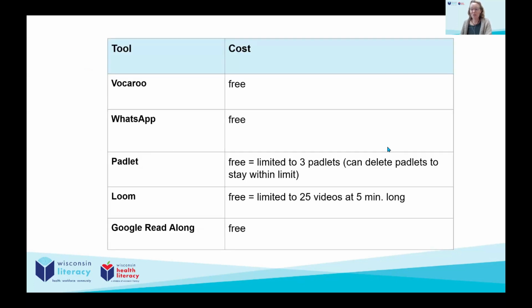My very last criteria for selecting tools for anything I do in this series is the cost. I need it to be free or a version of free for you. So these are the 5 tools that I'll talk about today. Vocaroo is free, WhatsApp is free, Padlet is free, but you're limited to 3 Padlets. You can delete Padlets to stay within the limit. Loom is free. You are limited to creating 25 videos, excuse me, and each of those videos can be only 5 minutes long. And then Google Read Along is also free.